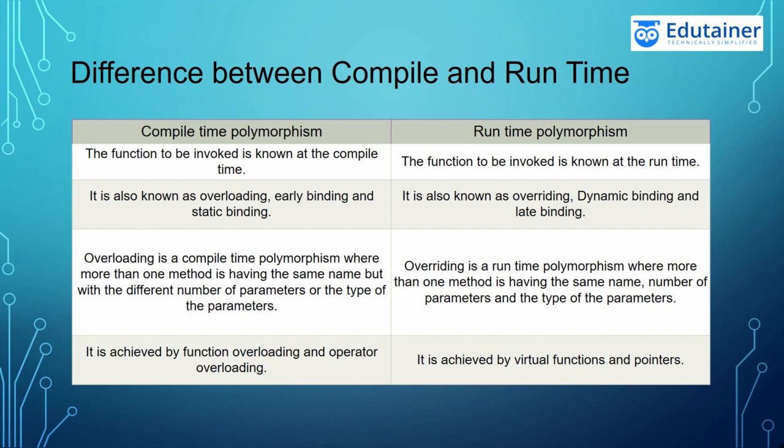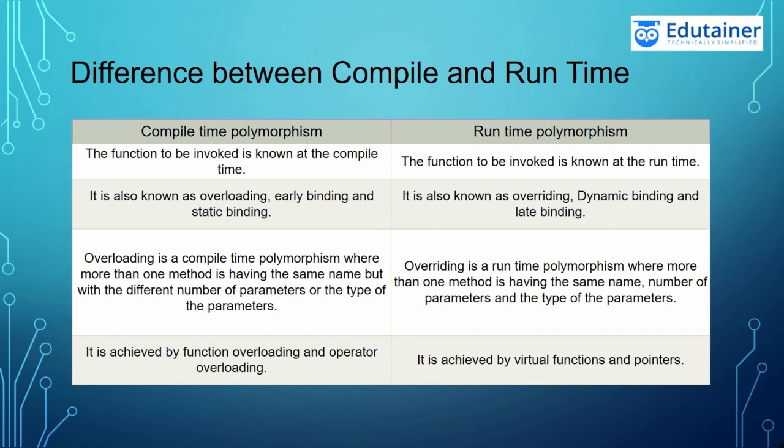Polymorphism at compile time is also known as overloading, early binding or static binding, whereas runtime is known as overriding, dynamic binding and late binding. Overloading is a compile time polymorphism where more than one method has the same name but a different number of parameters. So in overloading we have a single method name with a different number of parameters or arguments.